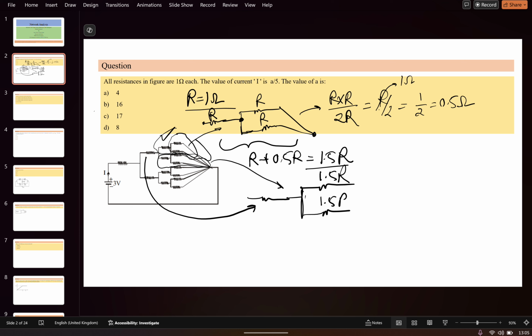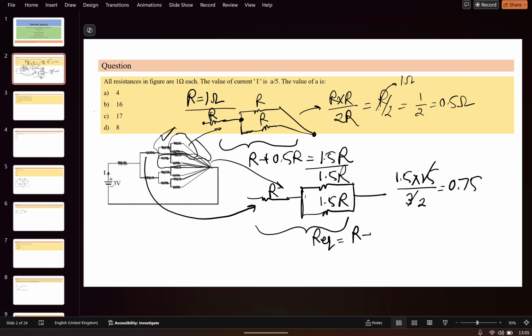Getting my point? So R is actually 1 ohm, so I'm just neglecting it and considering R as 1. So these 1.5 and 1.5 in parallel become 1.5 times 1.5 divided by 3, and it will come out to be 0.75. So overall R equivalent will become R plus 0.75 R, it will be equal to 1.75 R.